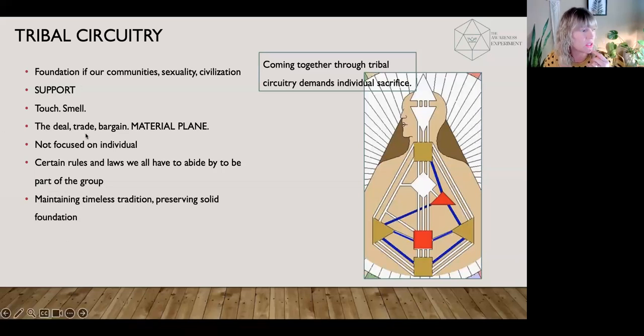This is about the deal, the trade, the bargain, like the material plane, resources. I give you this, you give me that. I'm supporting you in this way. This is how you're giving your contribution, all of that. This is not focused on the individual.